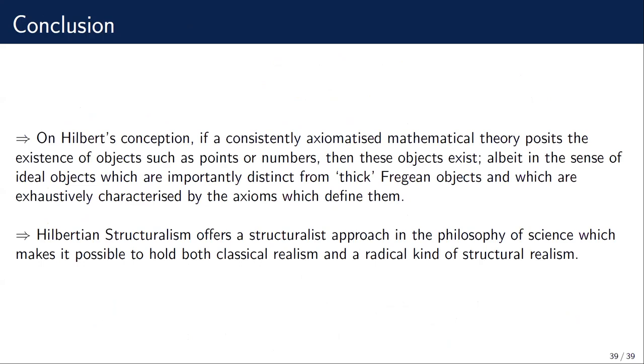Okay, that's it from me. So really, I've just argued that on Hilbert's conception, if consistently axiomatized mathematical theories posit the existence of objects, then these objects exist, albeit in the sense of these thin idealized objects, the objects of mathematical non-eliminative structuralism or whatever. And they're importantly distinct from thick Fregean objects, which are exhaustively characterized by the axioms that define them.